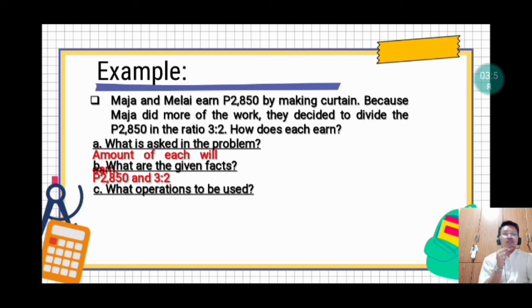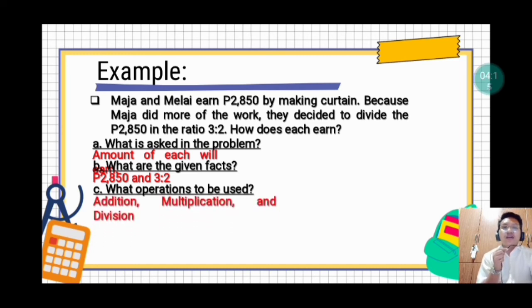Yes, we have multiplication. Another, division, all right? Anything that you want to add? All right, division. So, let's find out. Okay, very good. All your answers are correct. So, in partitive proportion, we need the three operations of addition, multiplication, and division.